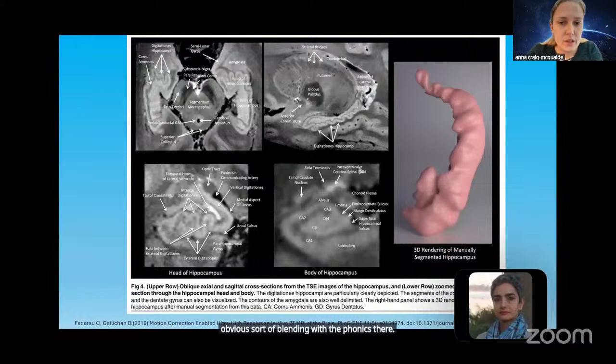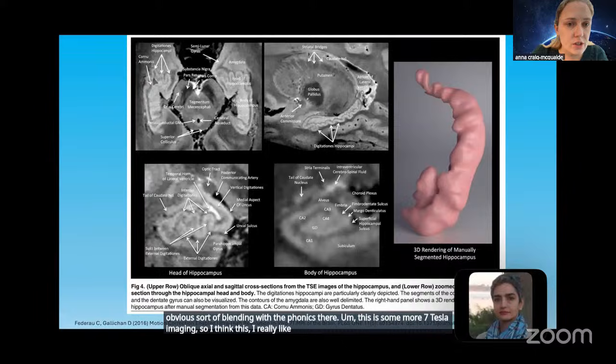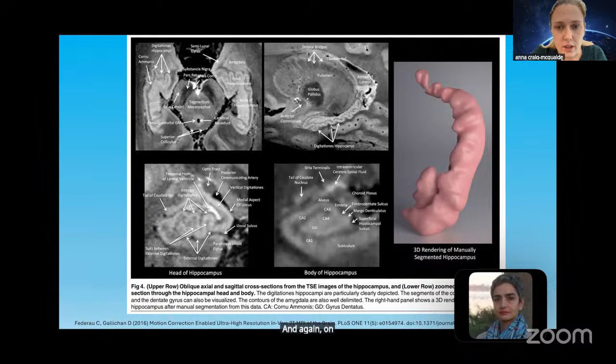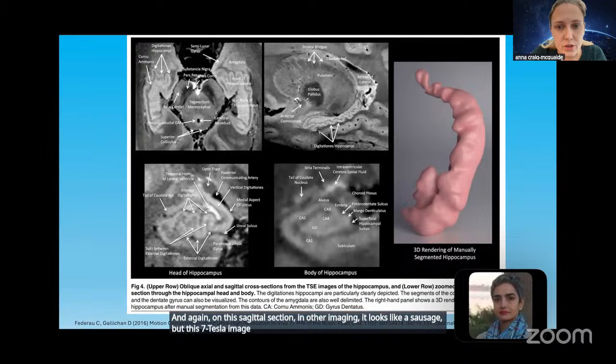This is some more 7 Tesla imaging. I really like this axial section because you can actually see a seahorse here really beautifully. So you have the digitations of the hippocampus here anteriorly, and then you can really see Ammon's horn very nicely here. And again, on this sagittal section, in other imaging, it looks like a sausage, but this 7 Tesla image really beautifully shows the shape of the hippocampus and its digitations.